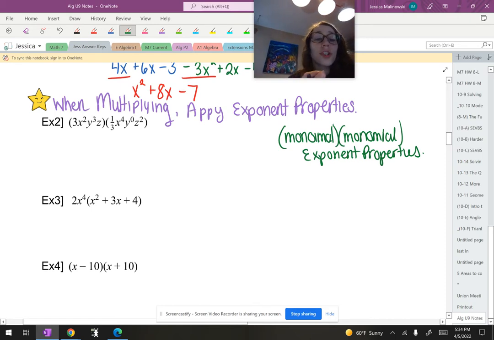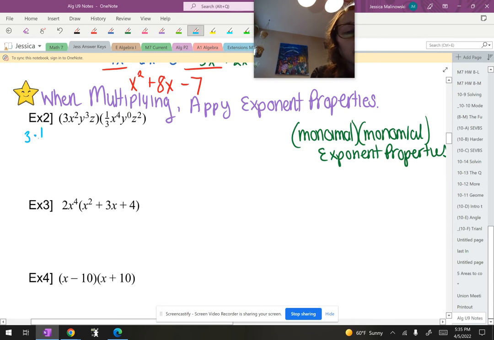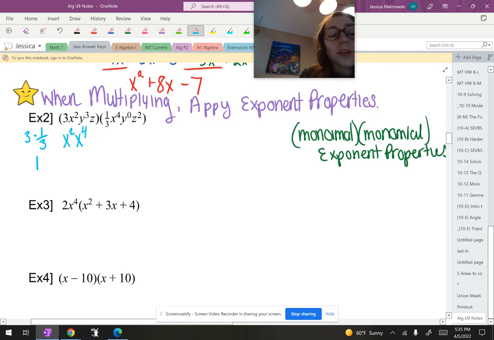Okay, so just corresponding pieces times corresponding pieces here. We're going to look at the numbers or the coefficients times the coefficients. We're going to look at 3 times 1/3. 3 times 1/3 turns into 1. All right, next we're going to look at x squared times x to the 4th. X squared times x to the 4th turns into x to the 6th.